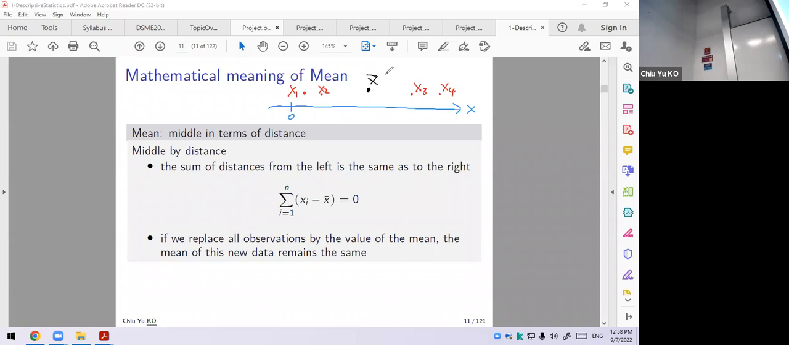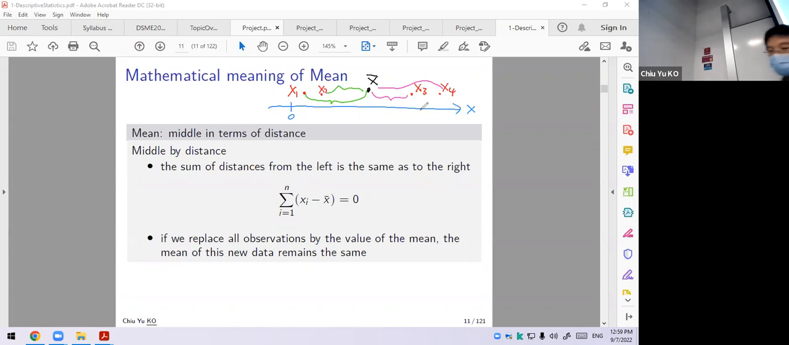What do we mean by that? It is the following. Suppose I use a green color. Okay, this distance to the left, and this distance, the green color, is the same as the purple color distance. Okay, X bar is located in the middle of the data, meaning that some distance to the left of it is the same as to the right of it. Okay, so that is the meaning of being in the middle distance-wise.